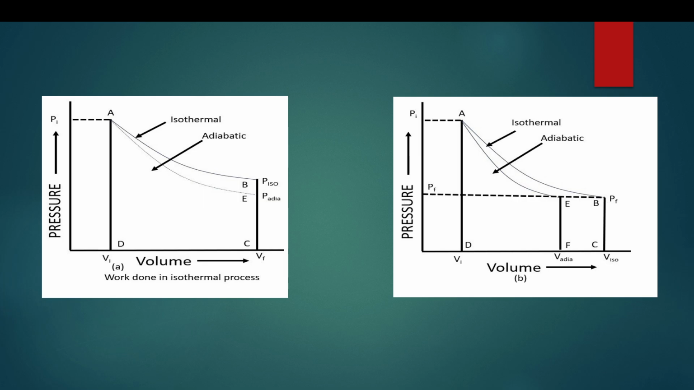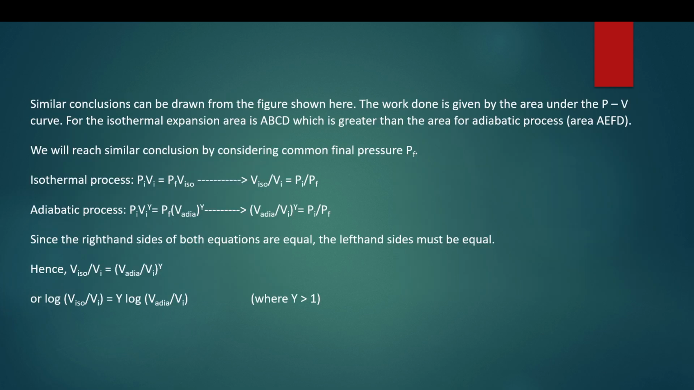Here are the two processes, isothermal and adiabatic. The area of work has been shown. For the adiabatic process, the area is less than for the isothermal process. Similar conclusions can be drawn in an alternative way also.